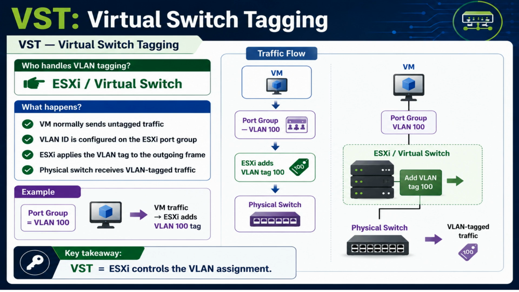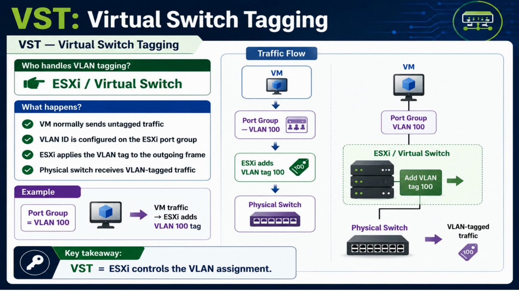Now let's move one step inside ESXi. VST stands for virtual switch tagging. Here, the VLAN ID is configured on the VMware port group. For example, suppose I create a port group called Production and assign it VLAN 100. The VM normally sends its traffic without a VLAN tag. ESXi receives that traffic through the port group and applies VLAN 100 to the outgoing frame. The physical switch then receives VLAN tagged traffic.